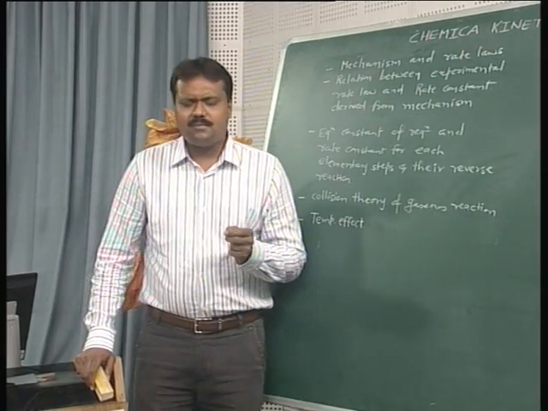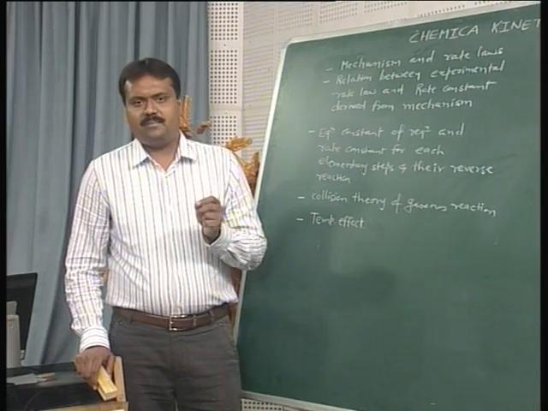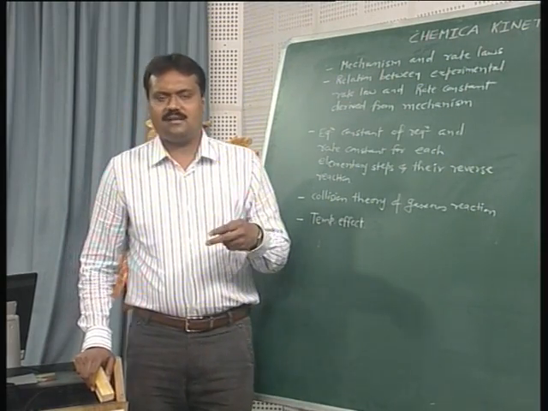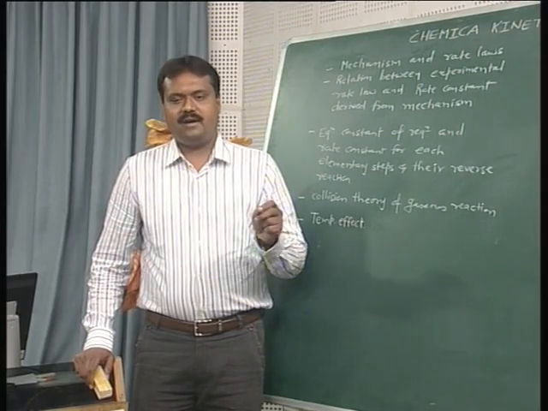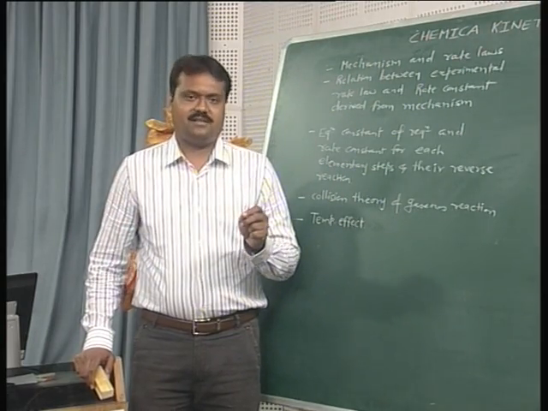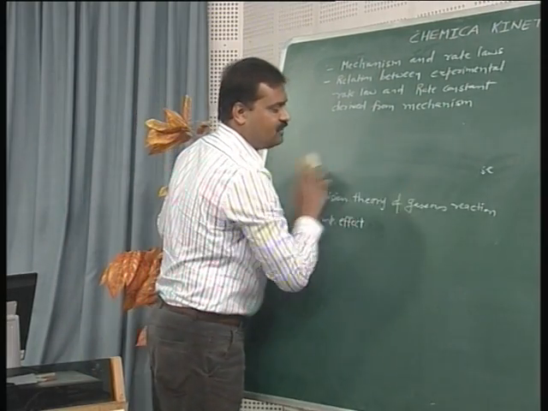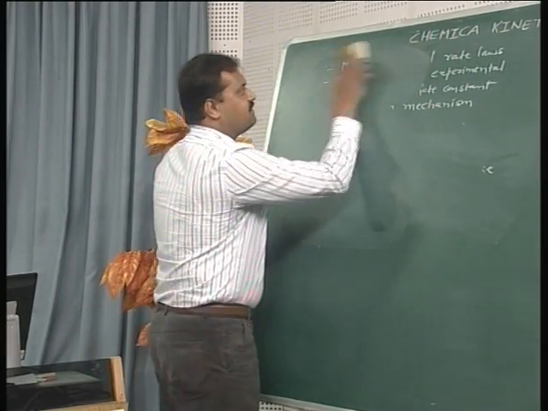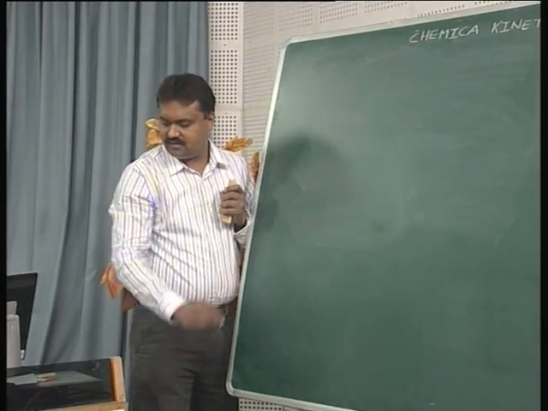So first we'll try to understand how temperature, or in general the experimental condition of a reaction, affects the mechanism of the reaction, and for that we'll take one suitable example. The example is the reaction between NO2 and CO.